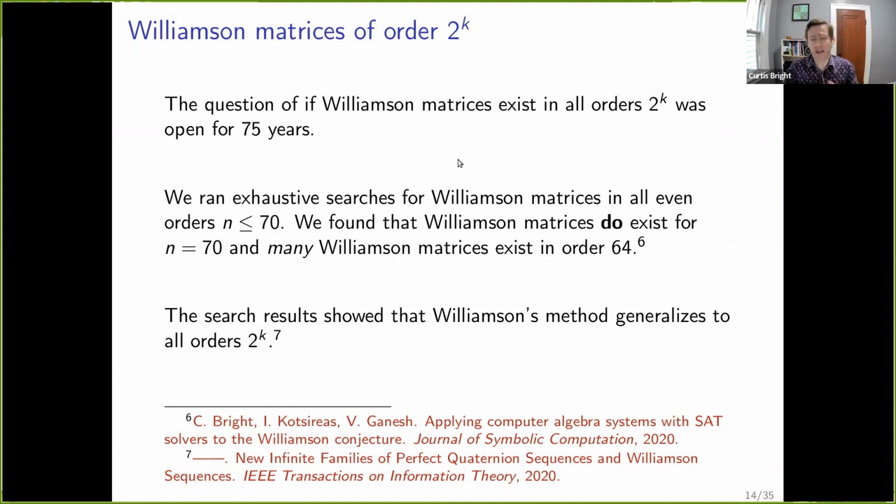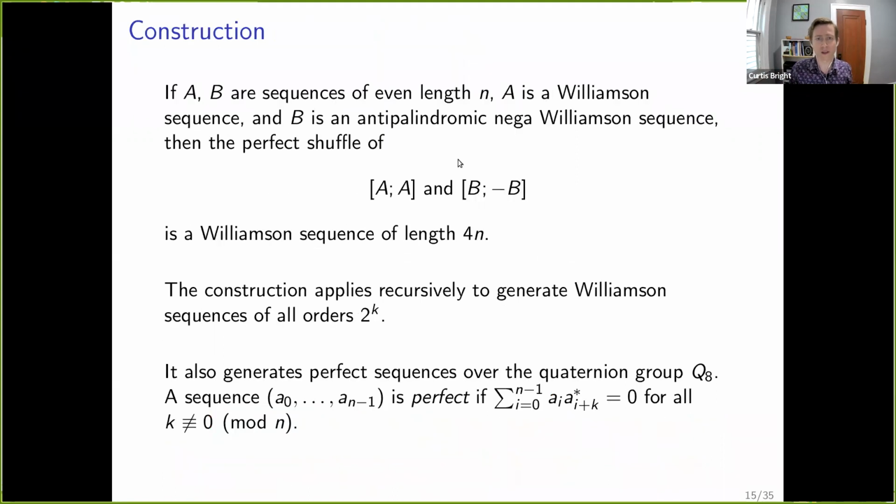We found huge numbers of Williamson matrices of order 64 and many in order 70 as well. So these were the first examples in those orders, and we did an exhaustive search, right? So we found all Williamson matrices in those orders. And what I did then was I sat down, I had all the data, and I started looking for patterns that can be generalized. And I put the general construction that was found on the slide here. I'm not going to go into the details of this, but just to give you the flavor, right?